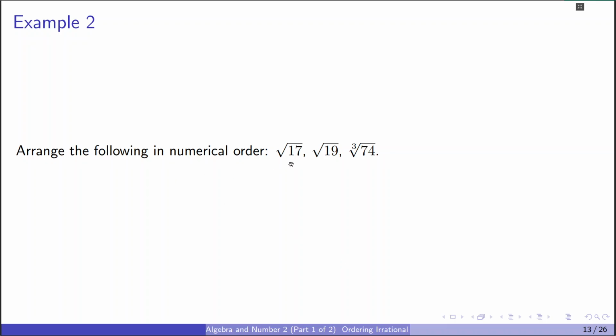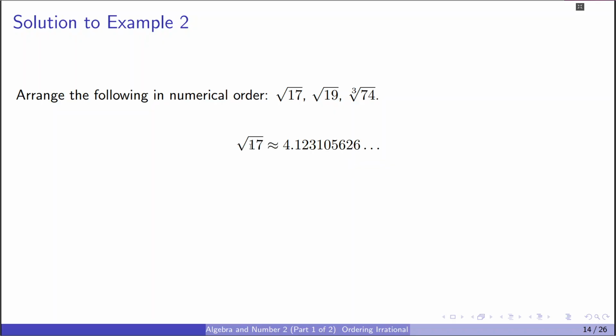Now let's put these in numerical order. It's not hard to see that the square root of 19 will have to be greater than the square root of 17. They're both square roots. Square roots increase that way. They stay in order. The real question is, where does the cube root of 74 fit?